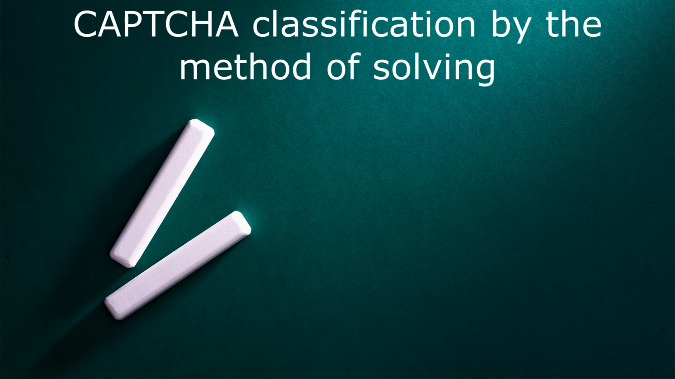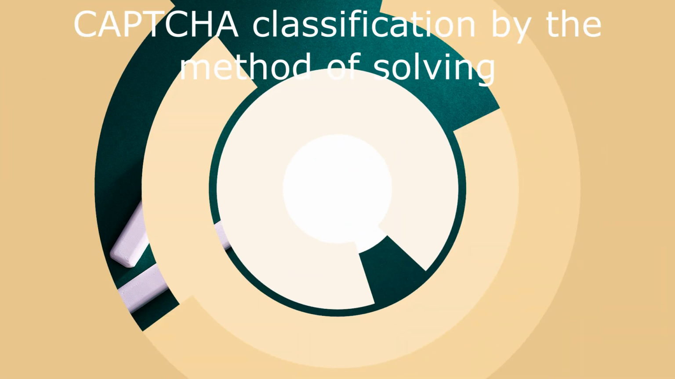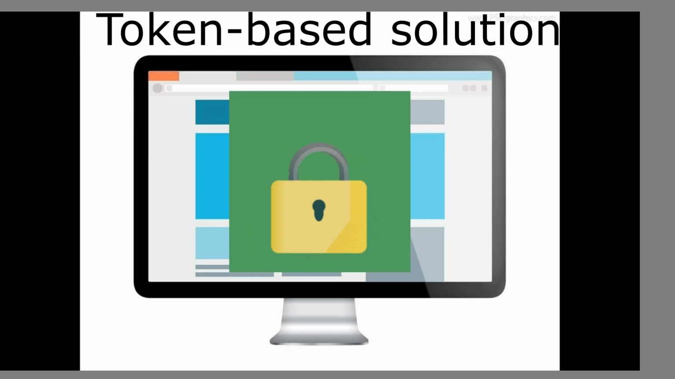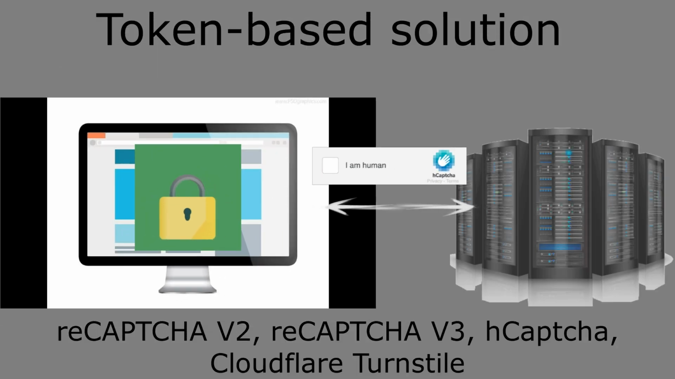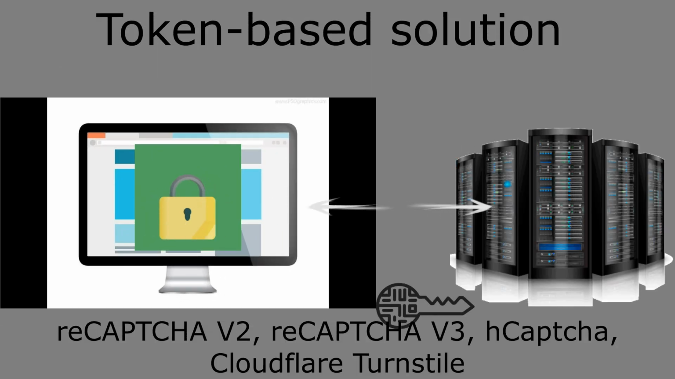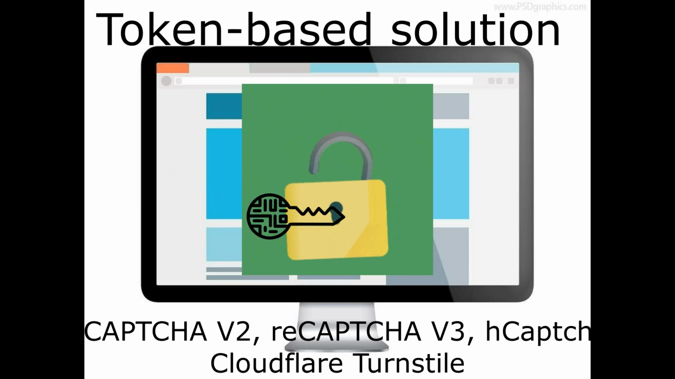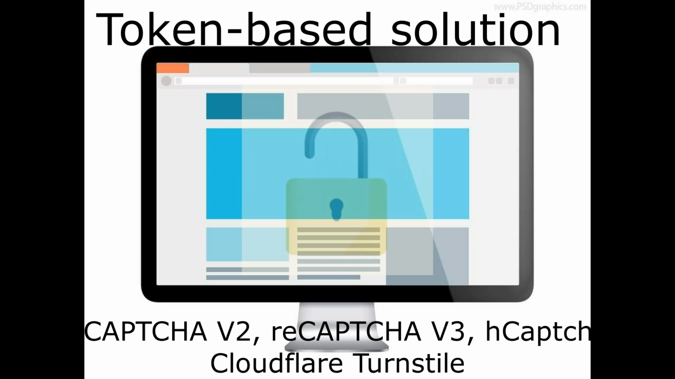Now let's look at CAPTCHA classification by the method of solving. Token-based solution is a method where, to bypass CAPTCHA, you need to insert a token into a special field. You receive the token from a recognition service where you submitted the CAPTCHA. If solving manually, the token is inserted automatically. This is the most universal and reliable method.